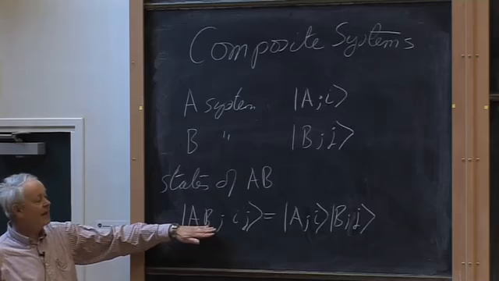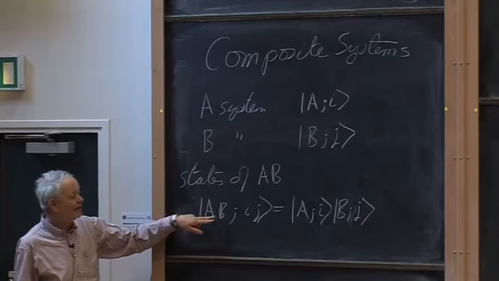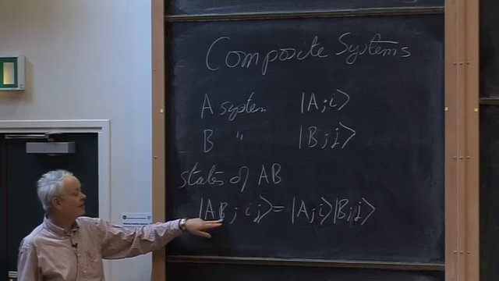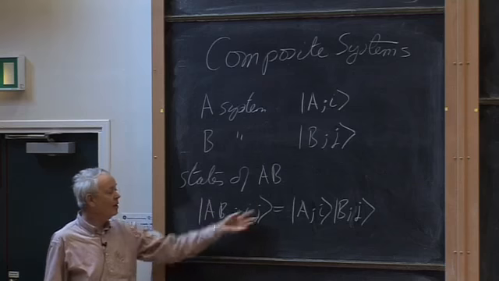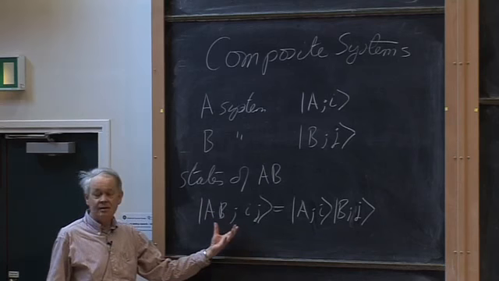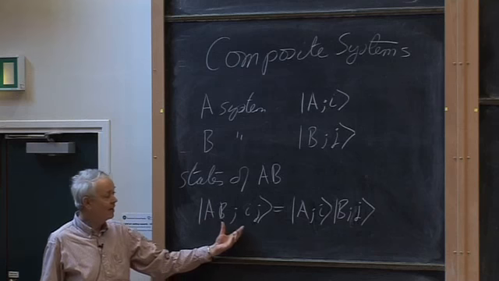This means the state of the compound system, where the subsystem A is in its ith state, and the subsystem B is in its jth state. Right? So we have to know what this means, and I think we do know what this means. I've just given words that give meaning to that.